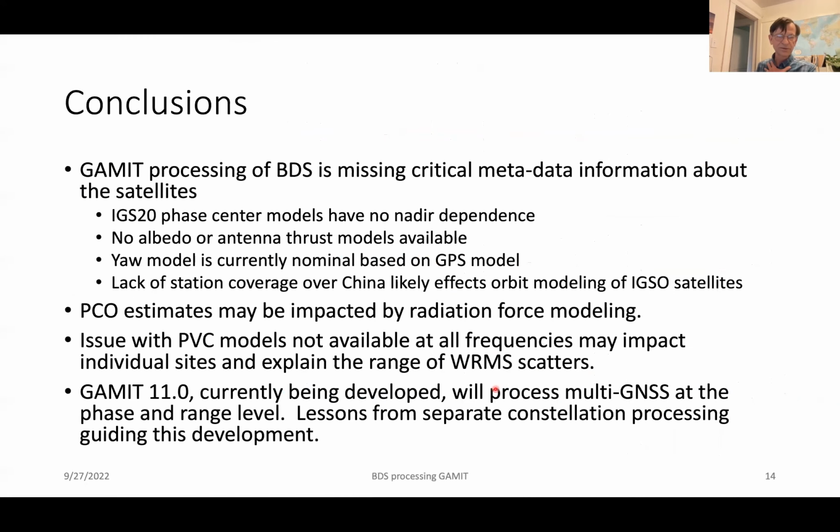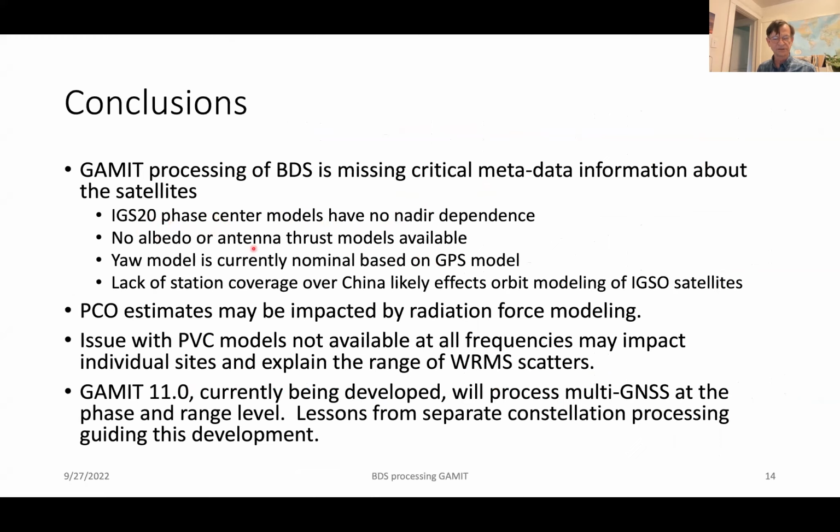So just in conclusion here, the GAMIT BDS processing, we are missing some critical metadata for the BDS satellites at the moment. As I said, the phase center models have no native dependence to them. There is different frequencies. There is values for the PCOs for different frequencies, but we do seem, in the IGS 20 system in particular, to be seeing fairly large adjustments to those.